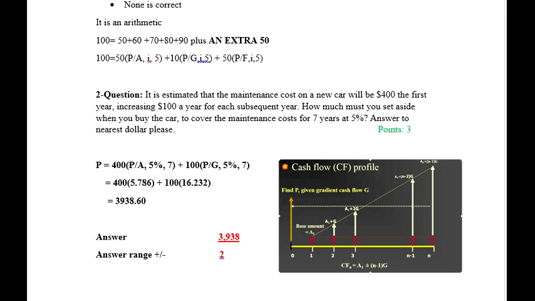Go to the interest factor table at the back of your text and get the values for 5% and N equal to 7, get the values for P/A and P/G, and substitute them. You get the value as 3938.60, which can be rounded to 3938.